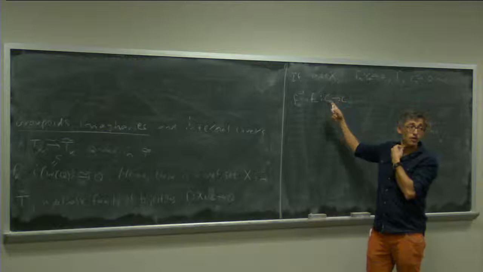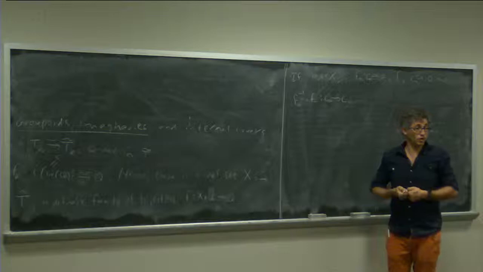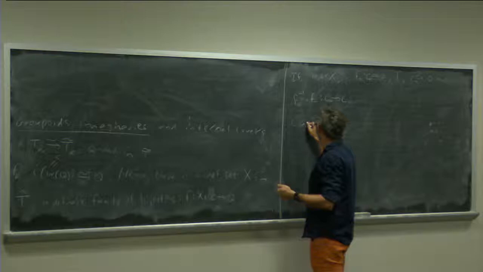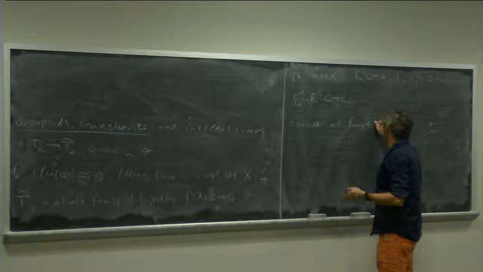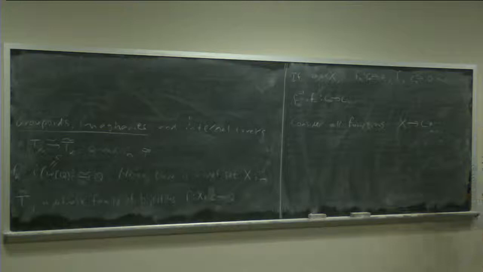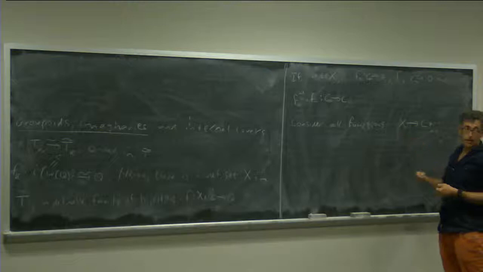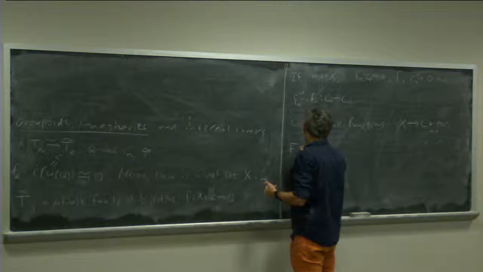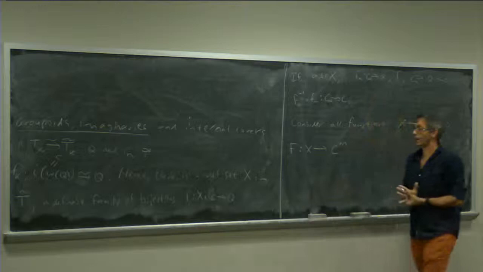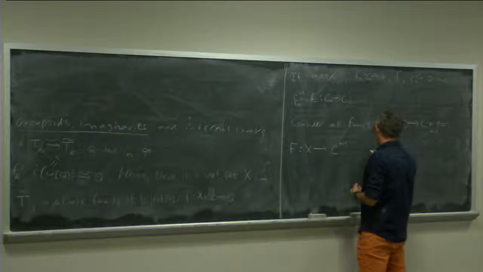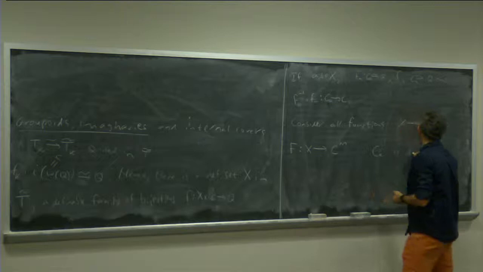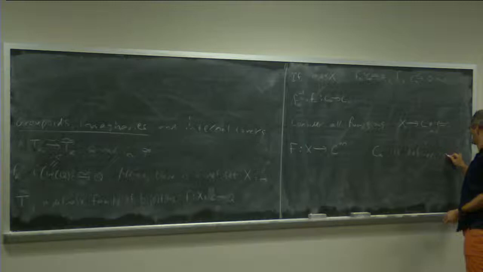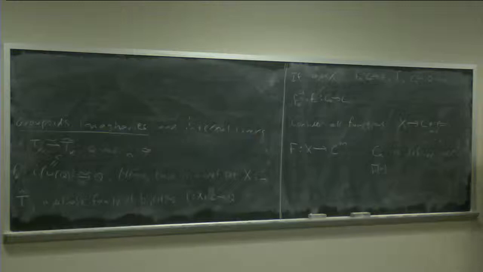So maybe I don't know what that function is, but one thing I could do is consider all functions from X to C. And it turns out, because of various properties, that in fact finitely many functions give you the information. So this is equivalent, essentially, to considering just one function f from X to C to the n. And this function will have the property that, remember A is here, the canonical parameter of CA is f of A.